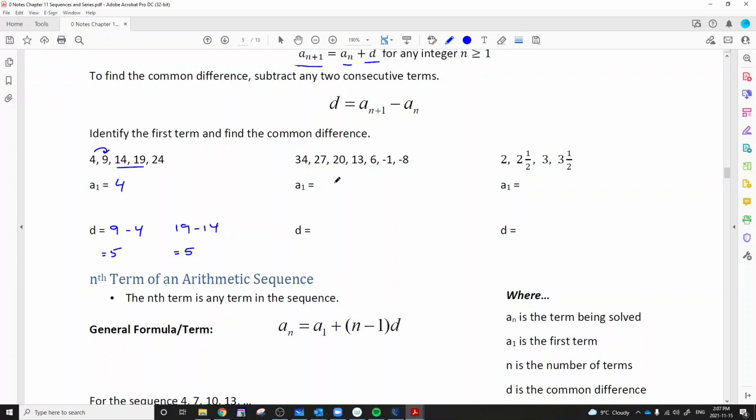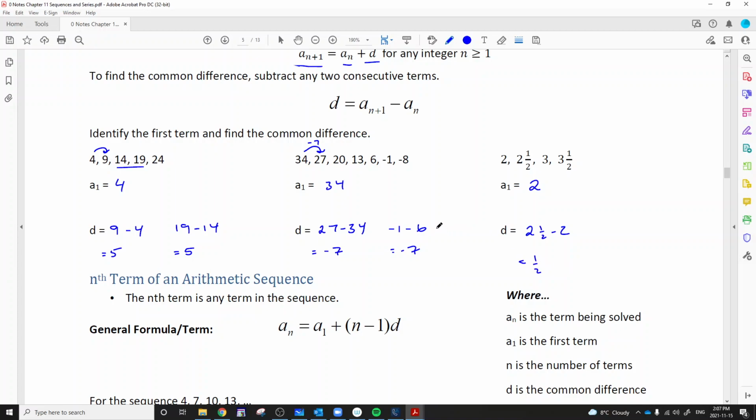If we look at this next sequence, again, the first term is 34. If I want to find the common difference, I could do 27 minus 34, and this time I'm going to get a negative common difference. So 27 minus 34 is negative 7, and I could take any two. Even if I took negative 1 and took away 6, I get negative 7, which means that in this sequence, you're subtracting 7 to get each term, or you're adding negative 7. All right, last one. You could pause the video and give this one a go. First term is 2. Common difference is 2.5 minus 2, which is a half.